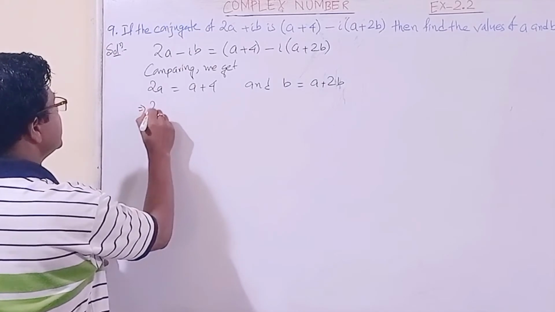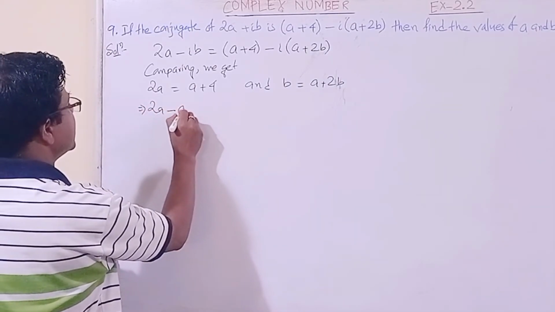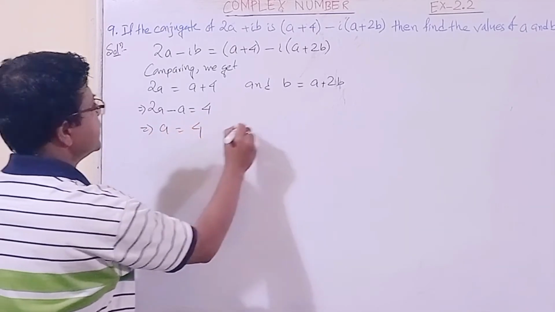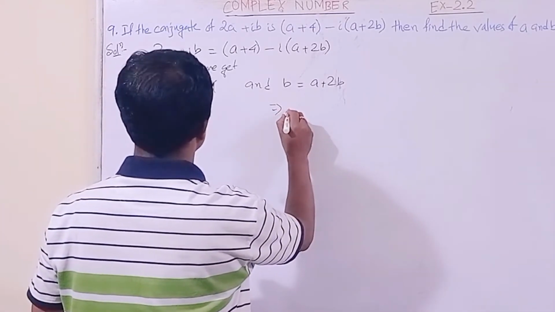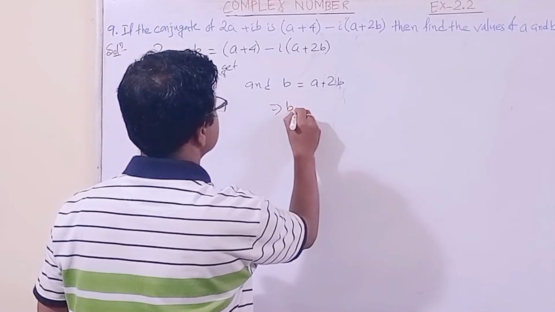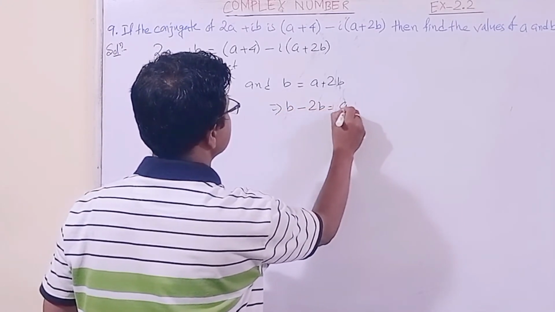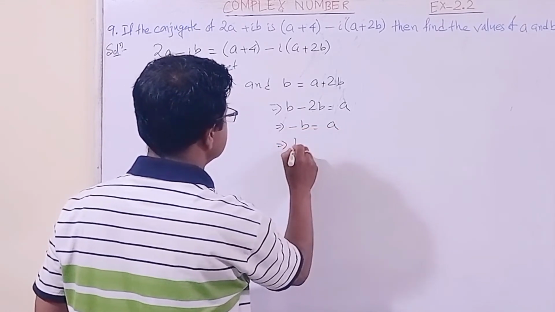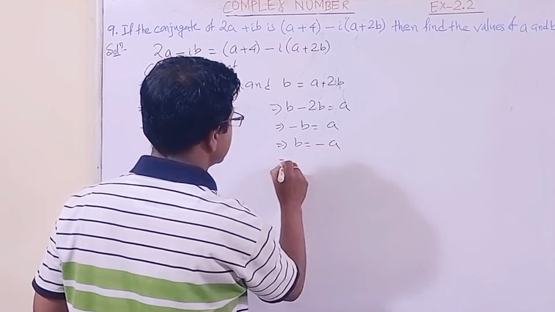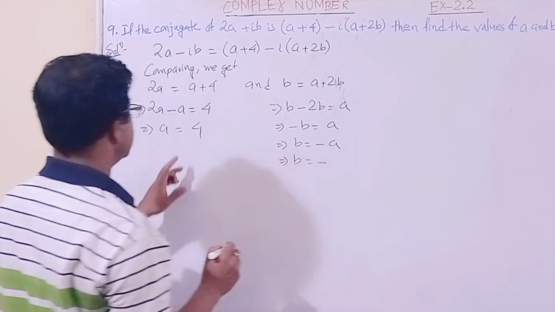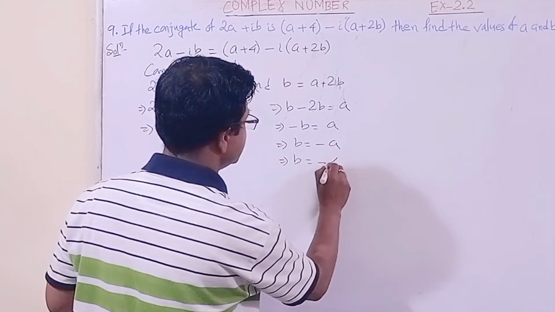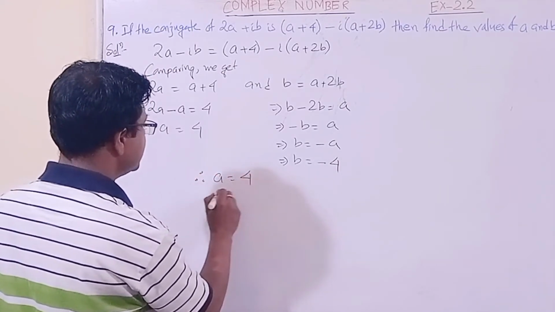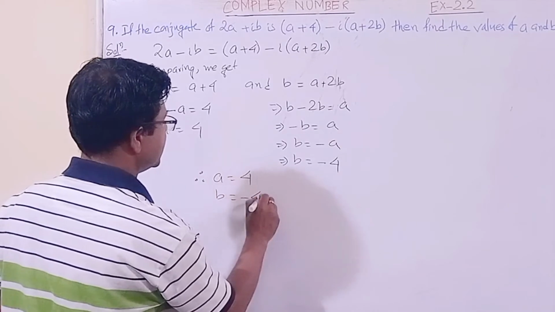So here twice a minus a equal to 4, so we have got a equal to 4. Okay, then b minus twice b is equal to a, that means minus b is equal to a, it means b equal to minus a. We already obtained that a equal to 4, so b is minus 4. So the answer is a is equal to 4, b is equal to minus 4. Isn't it very simple?